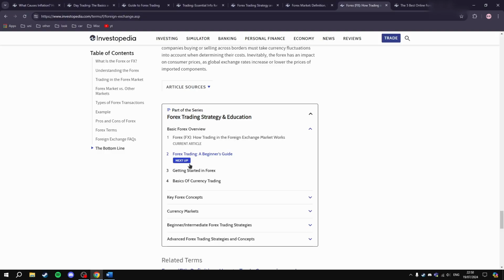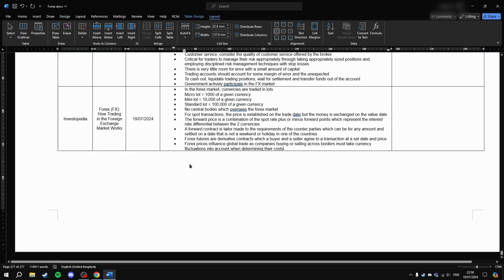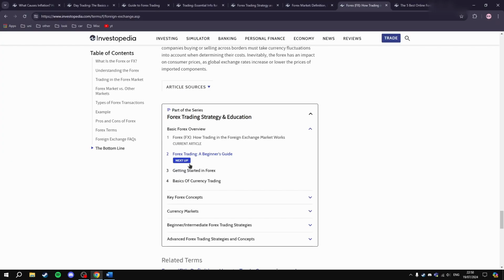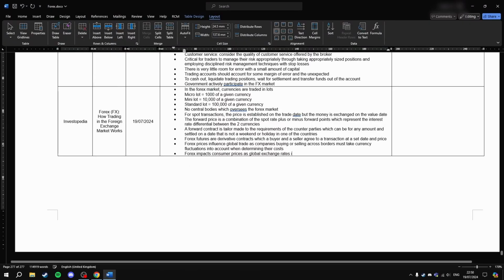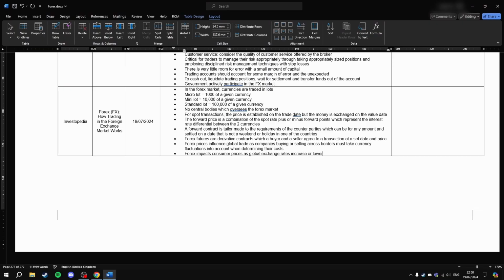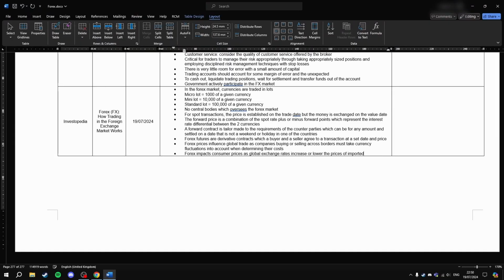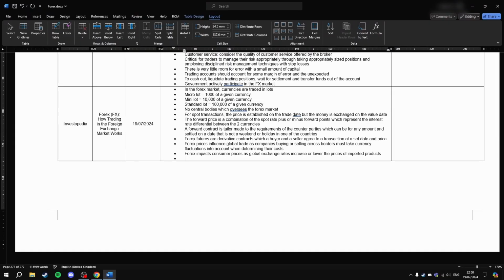Inevitably, the Forex has an impact on consumer prices as global exchange rates increase or lower the prices of imported components. So, Forex impacts consumer prices as global exchange rates increase or lower the prices of imported products.